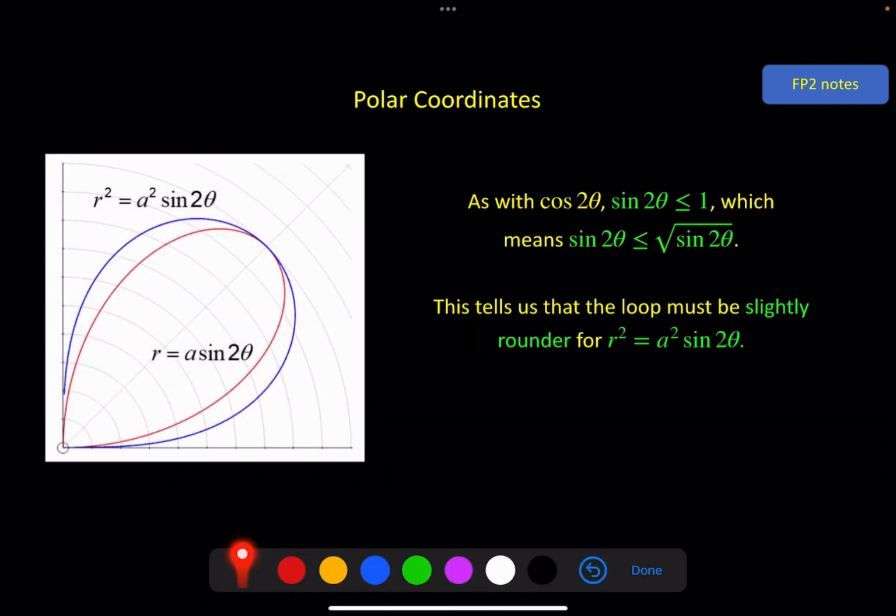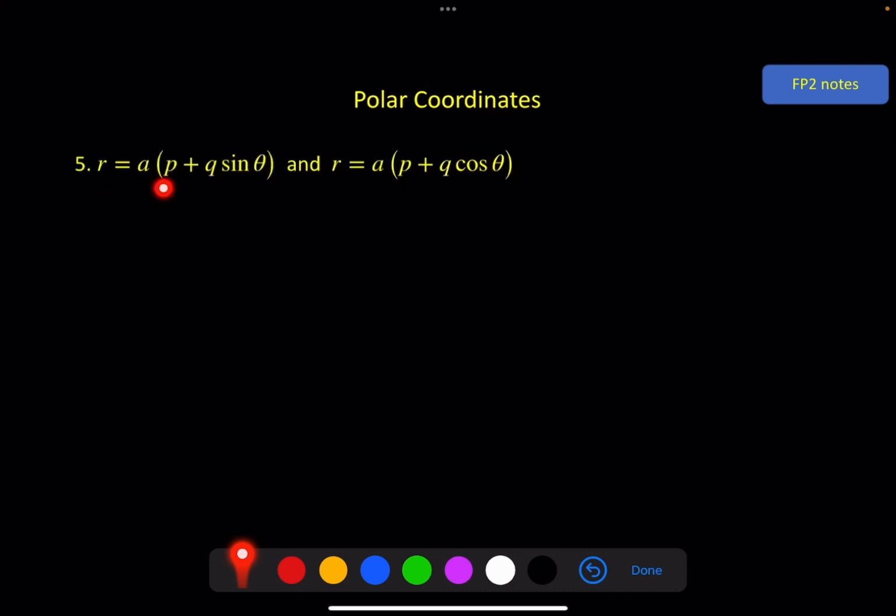And here is a more accurate depiction of that. Here we've got a sine 2 theta, and here is r squared equals a squared sine 2 theta, slightly rounder, as you can see. Okay, that's quite a lot on that type. Let's move on to the fifth and final type, which are these two here. Now again, to show you what's going on here rather than just ploughing into the notes, I'm going to go back to the graphing app and we can see exactly what's happening with A, P and Q.